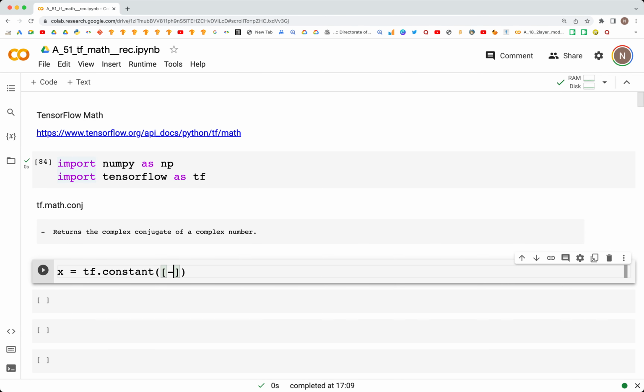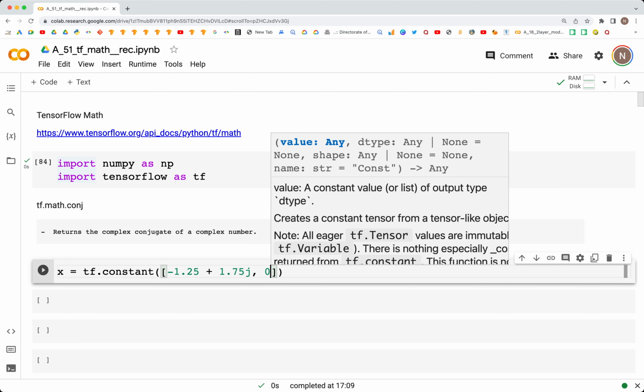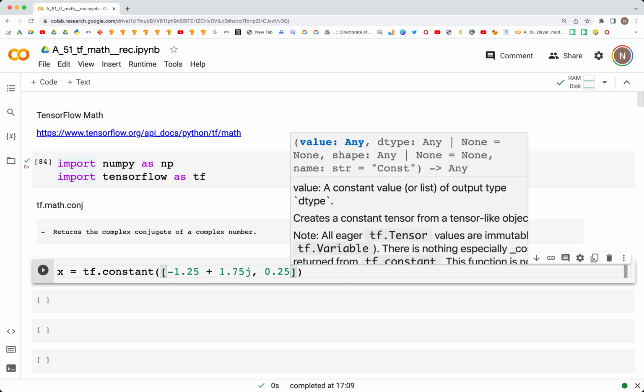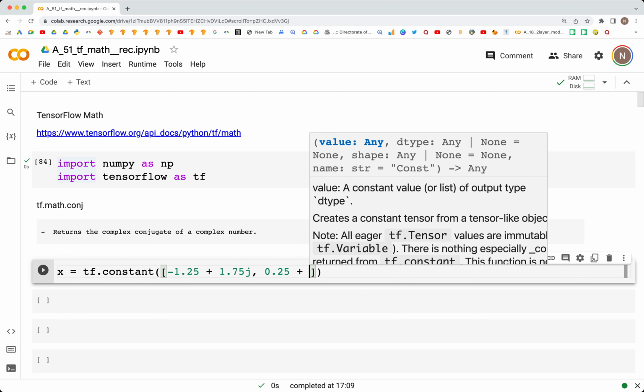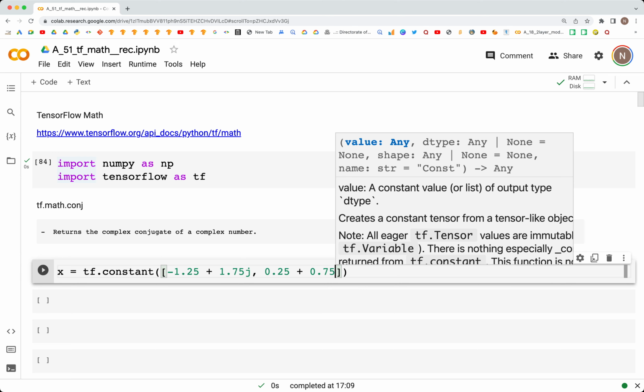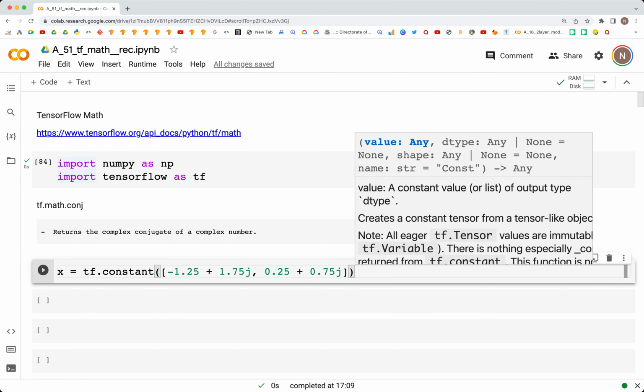and the first number is going to have a real part of minus 1.25 plus 1.75j, that's the imaginary part, and the second number has 0.25 as the real part, and then the imaginary part is 0.75j, 7j. So that's the imaginary part.